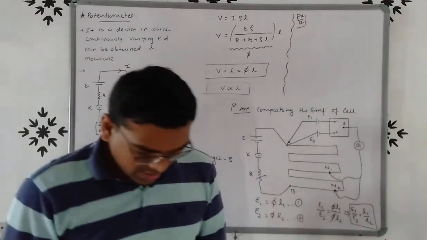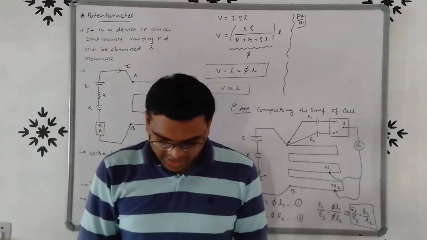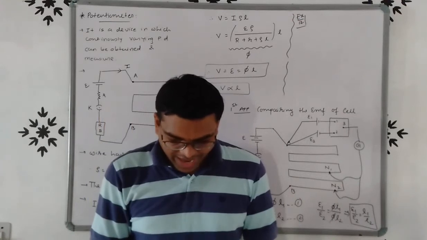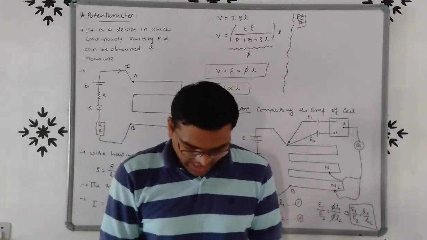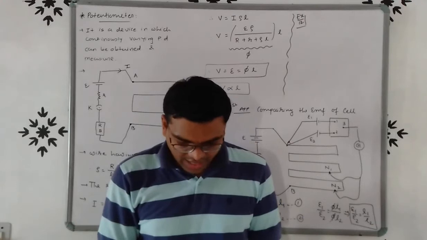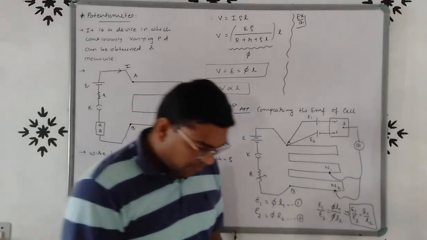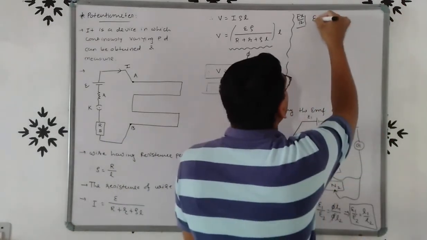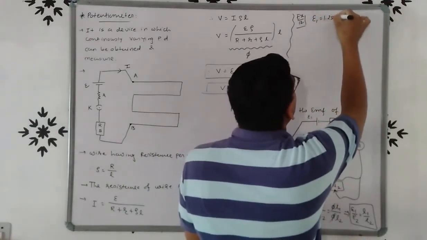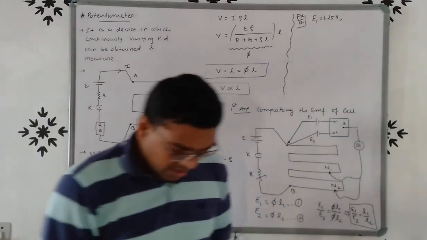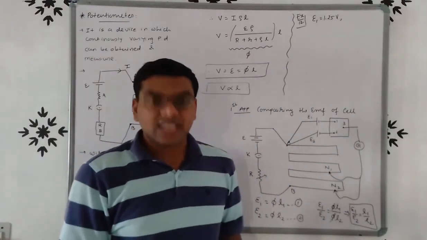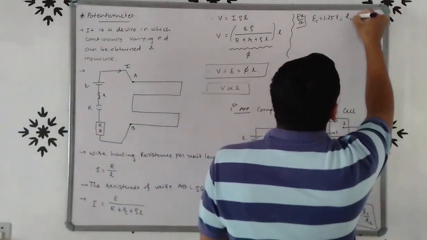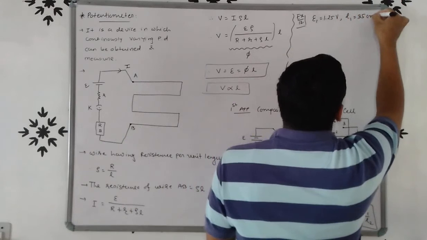In a potentiometer arrangement, a cell of EMF 1.25 volts gives a balance point, or null point, at 35 centimeter length of wire. So first EMF is given, E1 is 1.25 volt, and here we get a balance, or null point, at 35 centimeter. So L1 is 35 centimeter.